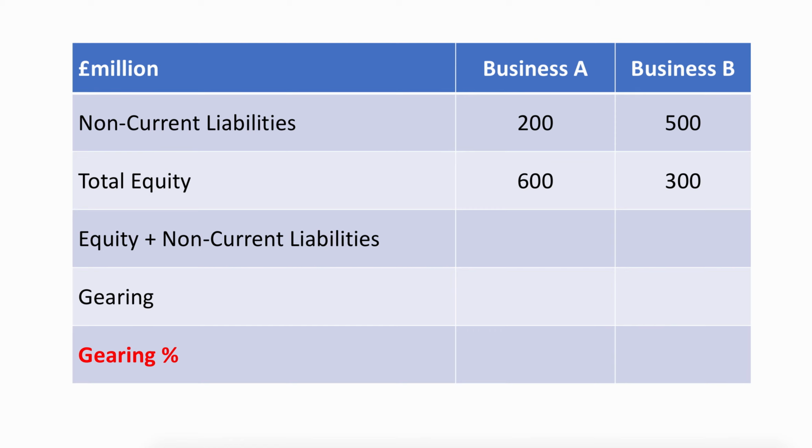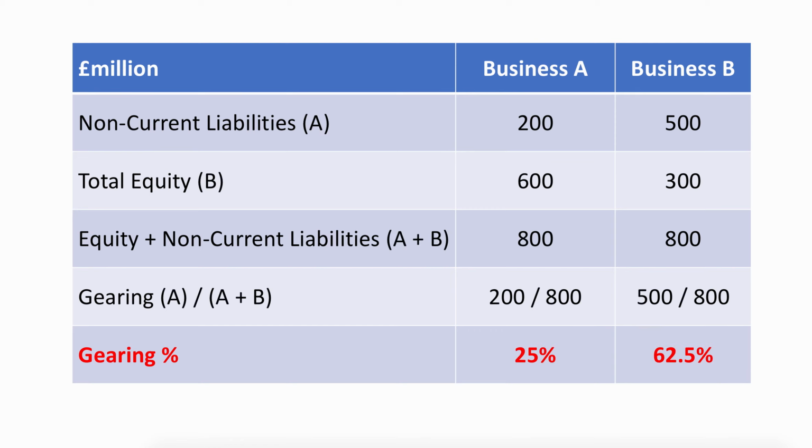Let's take a look. Well, firstly, we need to add non-current liabilities and total equity together to get to that bottom bit of the formula. So £800 million for business A, 800 million for business B. So they both have the same capital employed. Business A, however, when we calculate our ratio, 200,000 of non-current liabilities divided by capital employed, business A has a lower level of gearing, 25%, than business B. Business B has a higher level of gearing, 62.5%, which means, all it really means is business B has a higher proportion of its finance provided by debt rather than by equity, by shares, by capital and reserves.